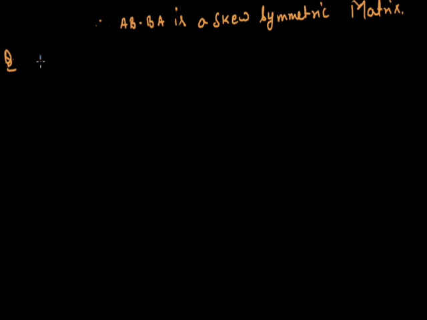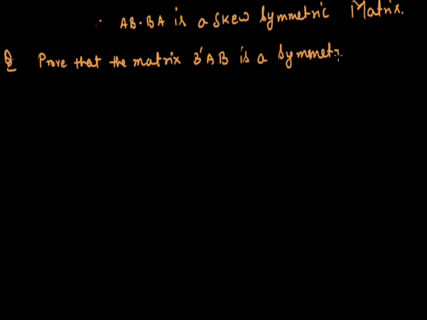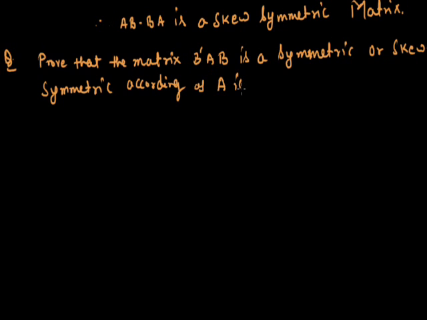Next problem. Now prove that the matrix B transpose AB is symmetric or skew symmetric according as A is symmetric or skew symmetric.